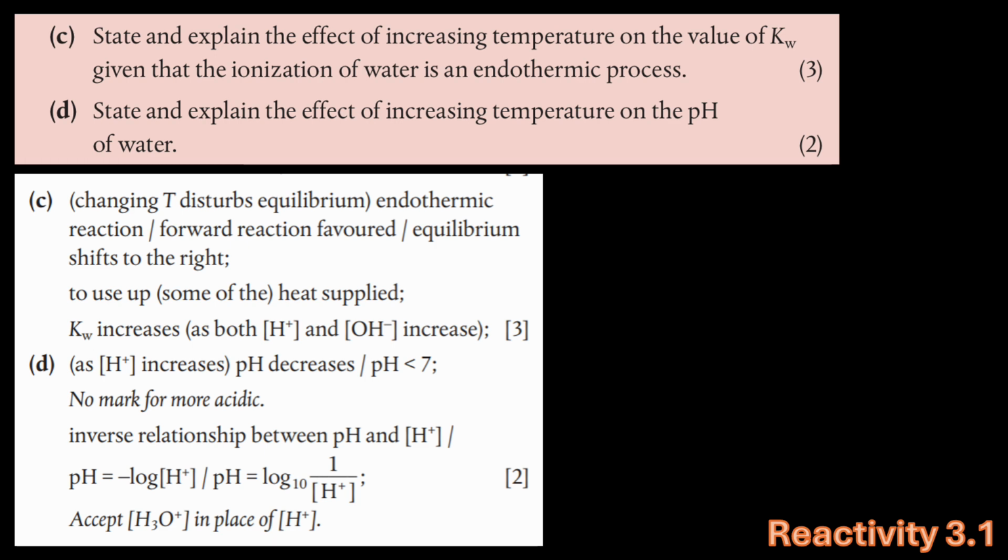And then D says, state and explain the effect of increasing temperature on the pH of water. Because you have an increase of H plus concentration, your pH is going to go down or decrease. You can also say that the pH was less than 7.